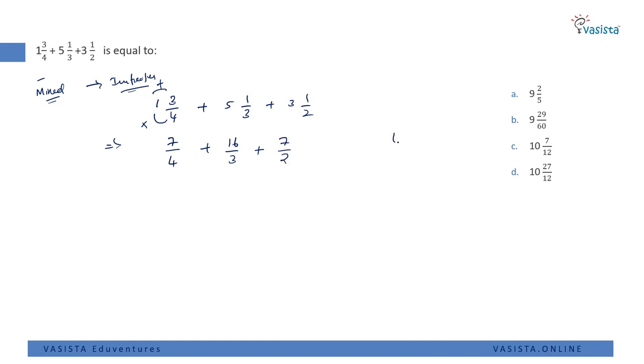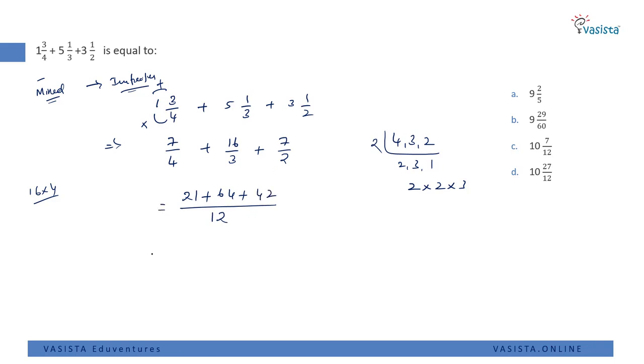Now take the LCM for 4, 3 and 2, right? 2 2s are 4, 3 ones are 3, further is not possible, so let us check 2 into 2 into 3. 3 2s are 6, 6 2s are 12. 12 is the LCM, right? 4 3s are 12, 3 7s are 21, plus 3 4s are 12, 16 4s are 64, right? Plus 2 6s are 12, 6 7s are 42.